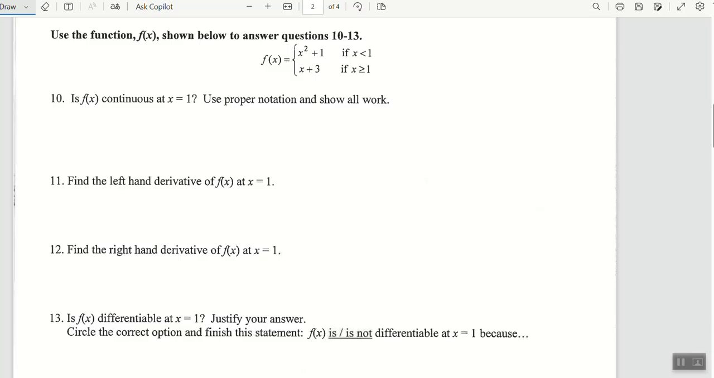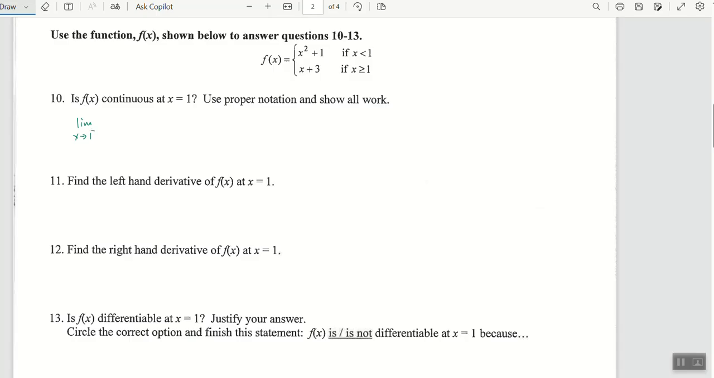So is it continuous? We do that hand gesture to show the left and the right and f of, like, that's what that is really representing. So let's check this out. I want to know, is it continuous at 1? It means I need to take the limit as x approaches 1 from which side?